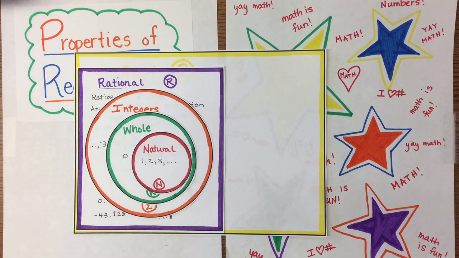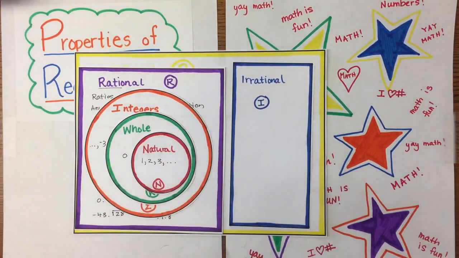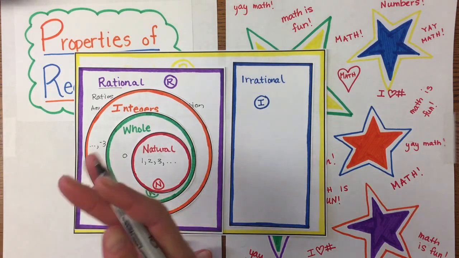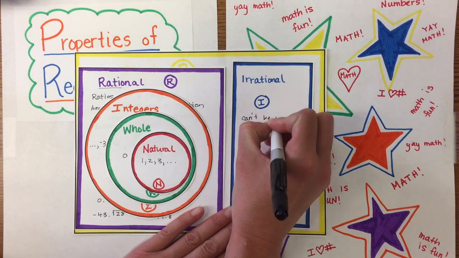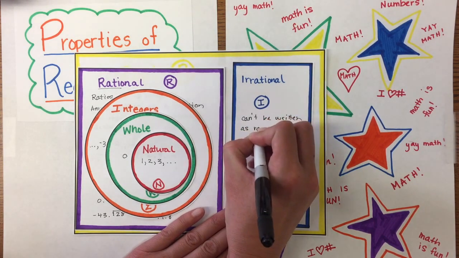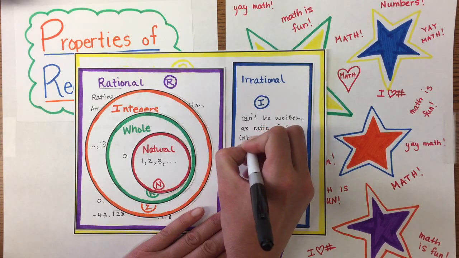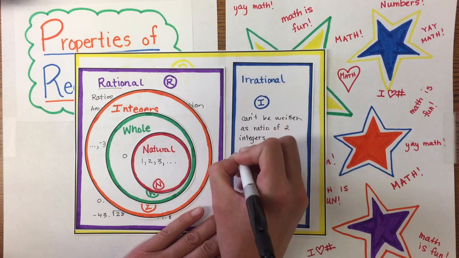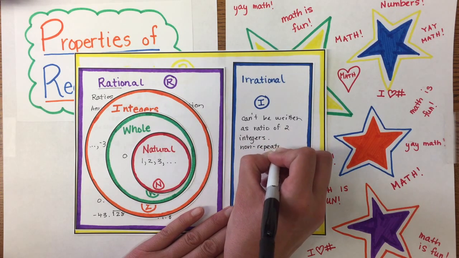This doesn't quite make up the entire set of real numbers. The rest of the set of real numbers is made up of irrational numbers. Irrational numbers are numbers that can't be written as a ratio of two integers. These are non-repeating, non-terminating decimals.